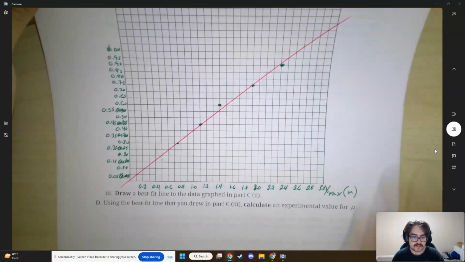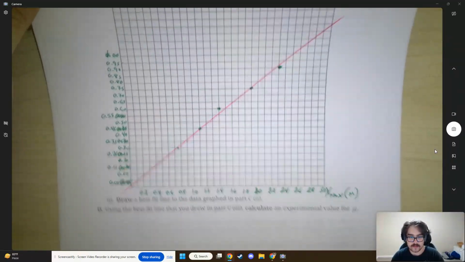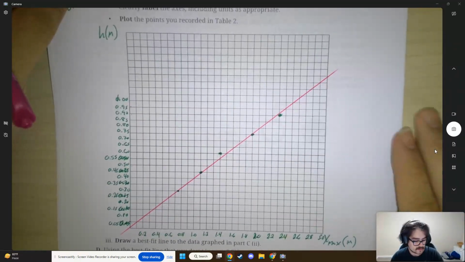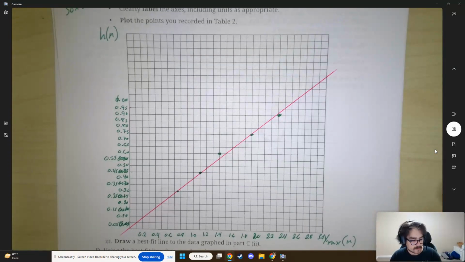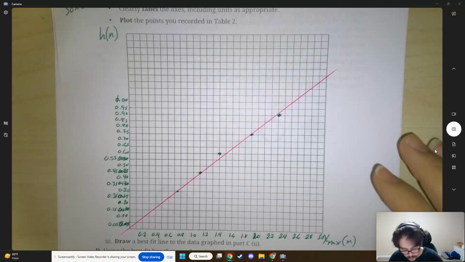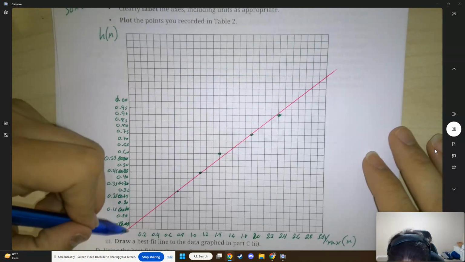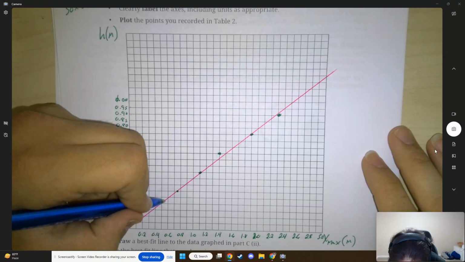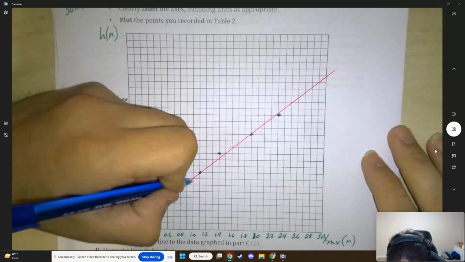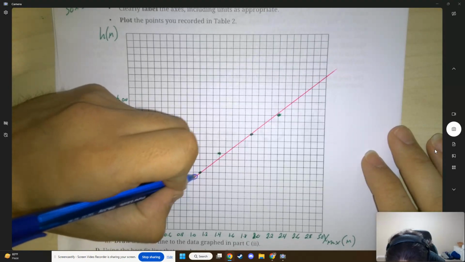Now it says use the line of best fit to calculate an experimental value for mu. We already said that the slope of the line of best fit is going to be mu. So all I need to do is pick beautiful points on this line of best fit to take the slope with regards to. Let's see, does it intersect? It's got to intersect at some good point anyway. Ooh, it intersects. I'm going to take this point right here.